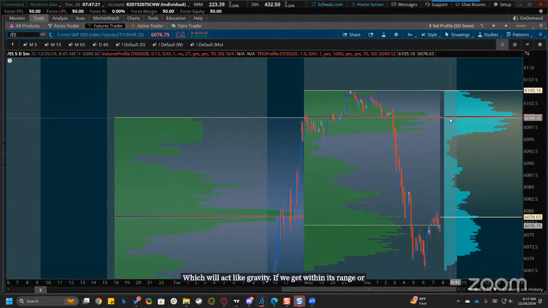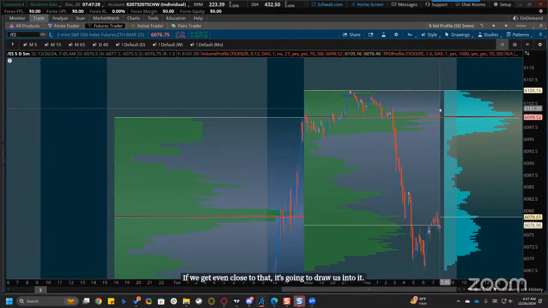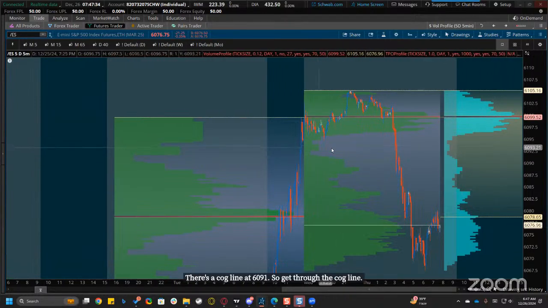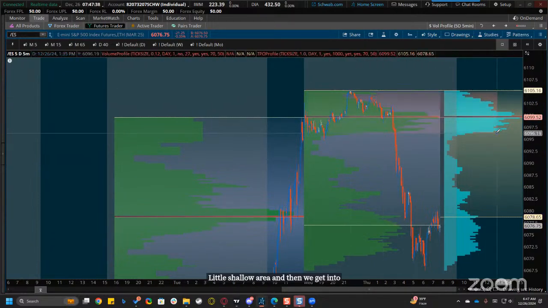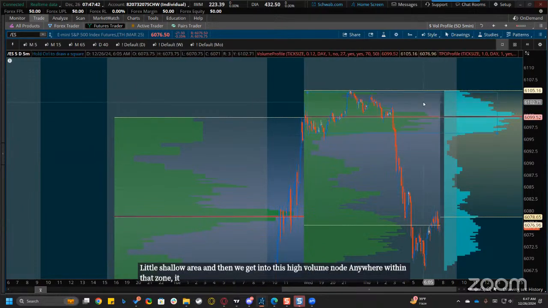It's right at 6,100. It's a nice round number. If we get even close to that, it's going to draw us into it. There's a cog line at 6091. So we get through the cog line, a little shallow area, and then we get into this high volume node. Anywhere within that zone, it should just draw us right into that point of control.